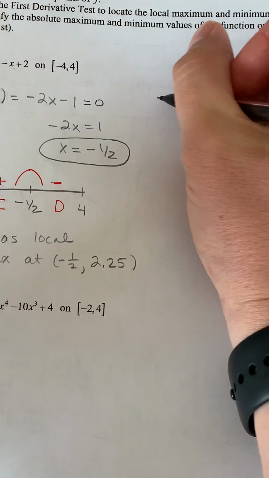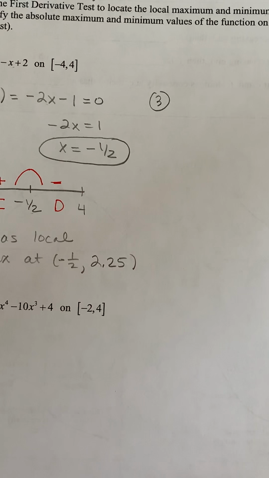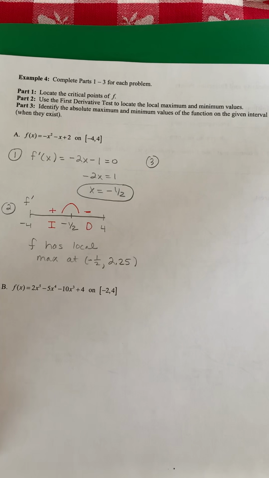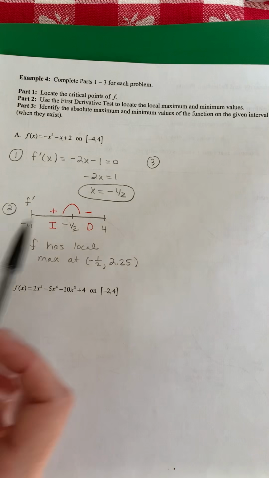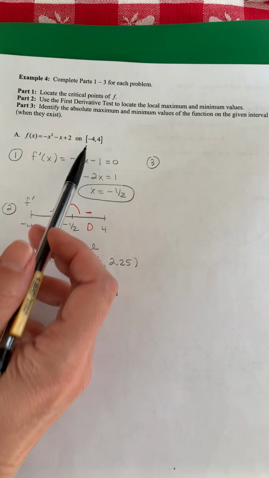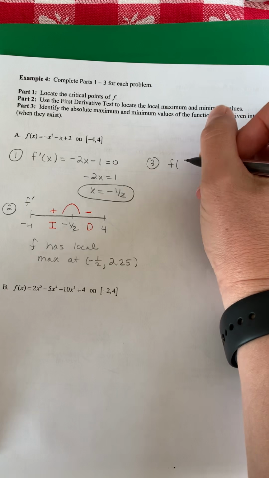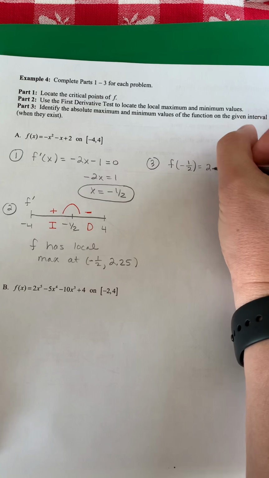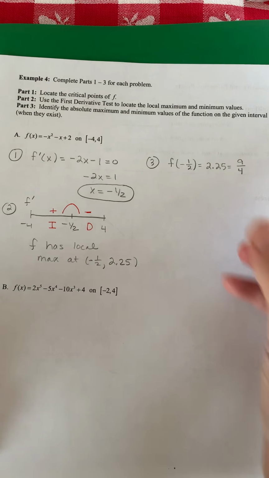All right, last part here is to figure out if there's any absolute maximum and minimum values. We know that there's going to be both an absolute max and an absolute min value because this is a closed interval and our function is continuous. So we need to evaluate our function at the critical point, which we've already done, and then also at the endpoints. So I'm going to go ahead and write down our critical point. So f of negative 1/2. We already got 2.25. If you prefer a fraction, you can write that as 9/4.